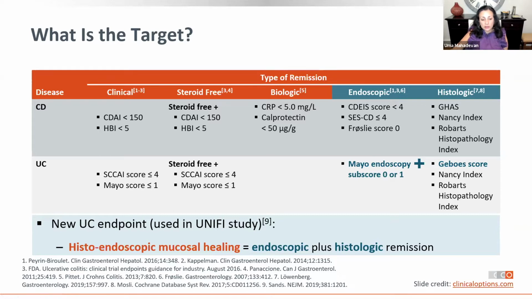And then most recently with the UNIFI study for ustekinumab in ulcerative colitis, they introduced a new index, which included histology and endoscopy. So a histoendoscopic mucosal healing, which is endoscopic plus histologic remission. That is a very, very high bar. Many of our patients will never achieve that. And if your patient has clinical steroid-free biologic biomarker remission with excellent endoscopic response, you can optimize what you're on, but you don't have to change therapy to chase histology. But if you can get histologic response, that would be the ultimate goal.